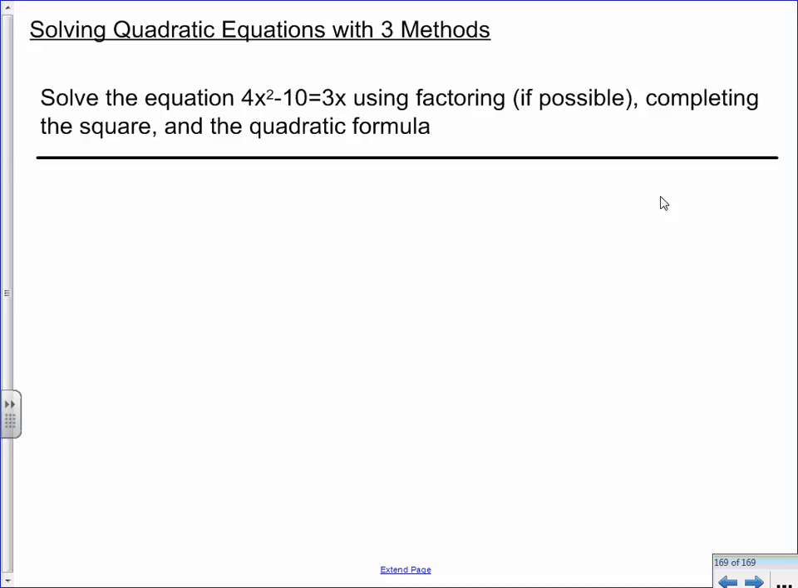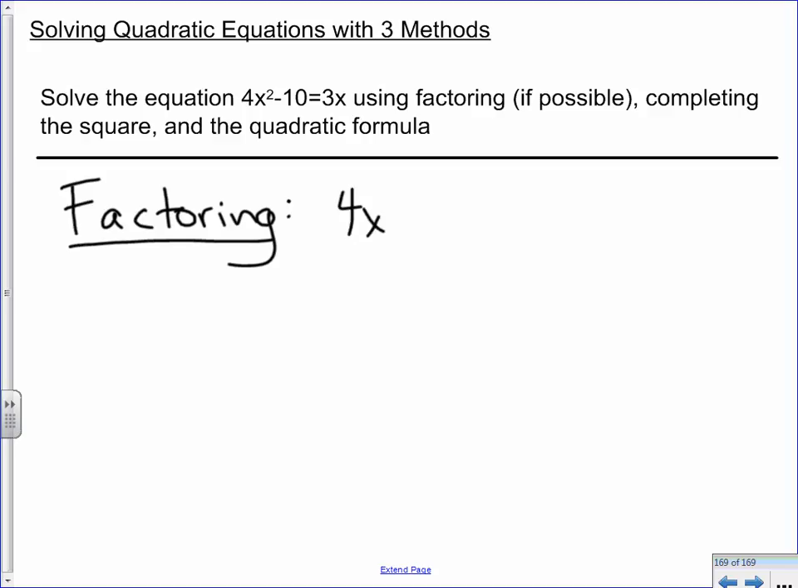So first of all, we're going to go with factoring. So in order to factor, we need to set up our equation similar to what we do with the quadratic formula. We need to get everything onto one side and 0 on the opposite side. So when I subtract the 3x over, I get 4x squared minus 3x minus 10 equals 0.